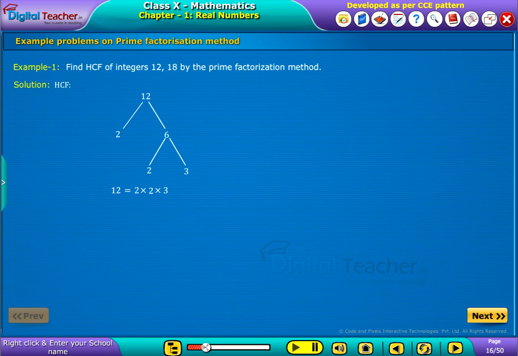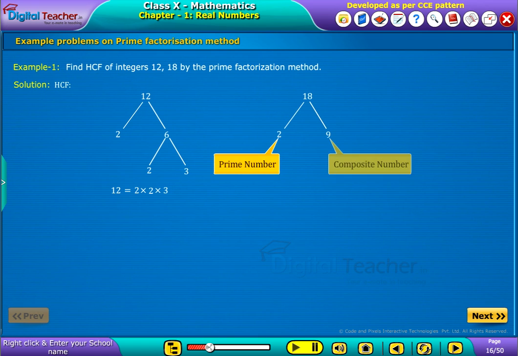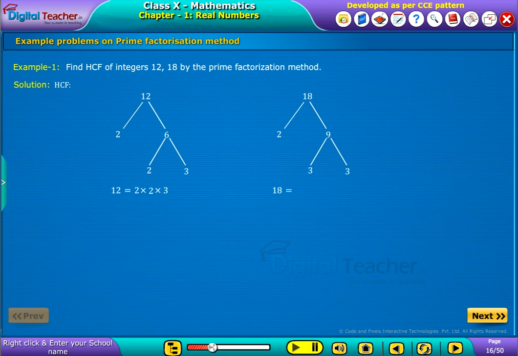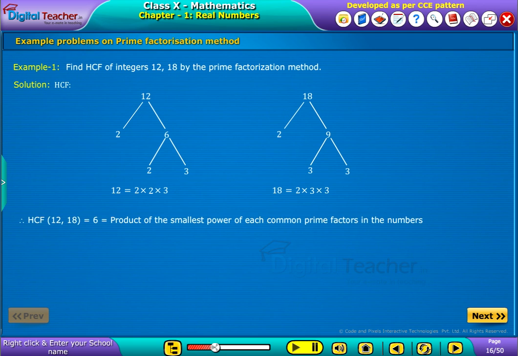Similarly, the expression of the other positive integer 18 as a product of primes is shown on screen. It is observed that the highest common factor of these two numbers is 6. Therefore, the HCF of the numbers 12 and 18 is 6. That is equal to the product of the smallest power of each common prime factor in the numbers.